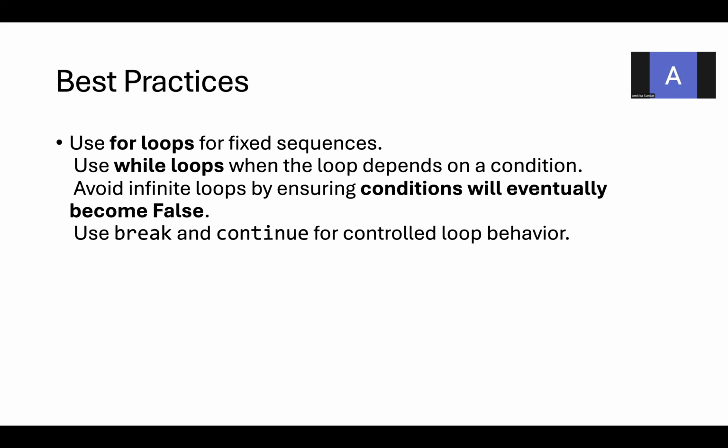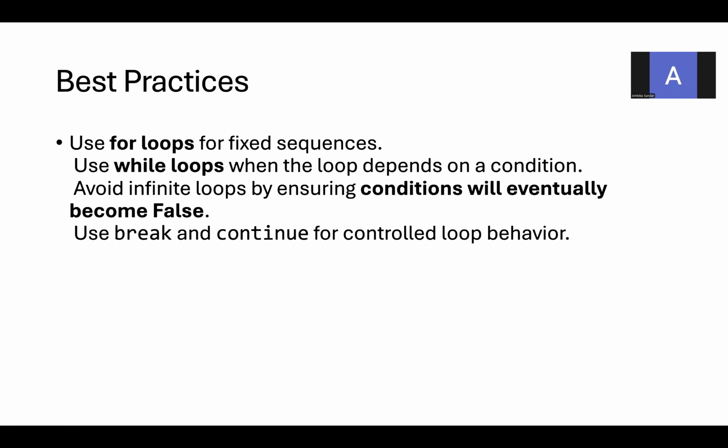Use for loops for a fixed sequence. You know the length of the items. Use while loops when the loop depends on the condition. In the while loop, the loop is always dependent on a certain condition. Avoid infinite loops by ensuring conditions will eventually become false. Please avoid infinite loops, so check and update the condition properly so that it does not get into an infinite loop.